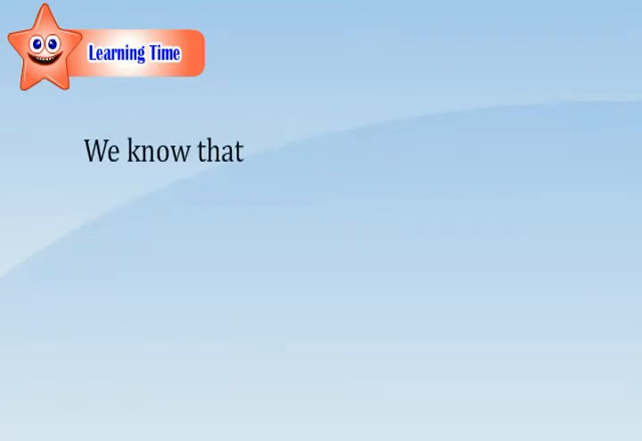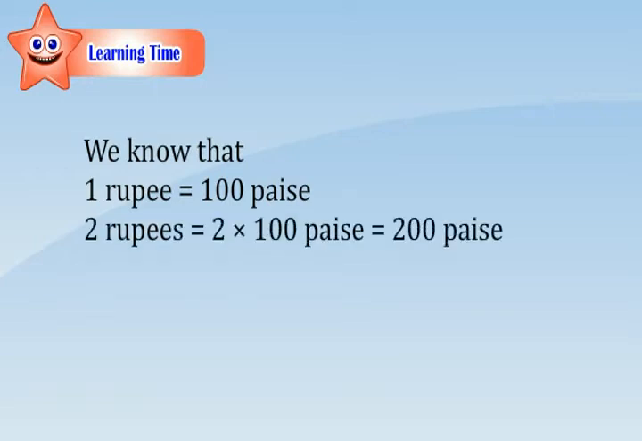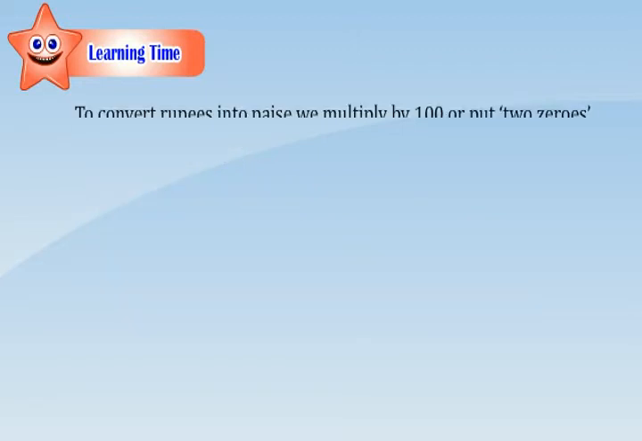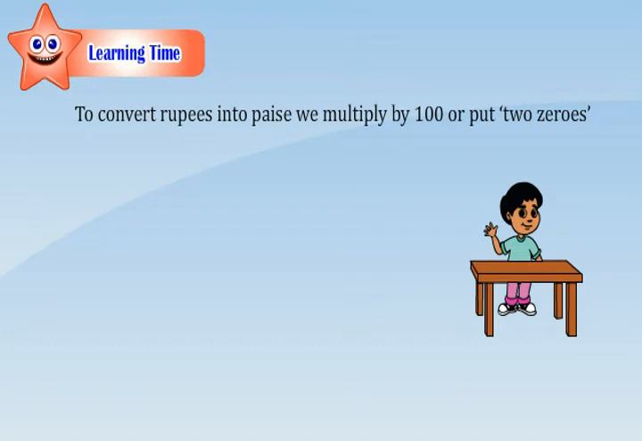We know that 1 rupee is equal to 100 paise. 2 rupees is equal to 2 into 100 paise, equal to 200 paise. 3 rupees is equal to 3 into 100 paise, equal to 300 paise. From the above example, we find that to convert rupees into paise, we multiply by 100 or put 2 zeros after the amount in rupees.